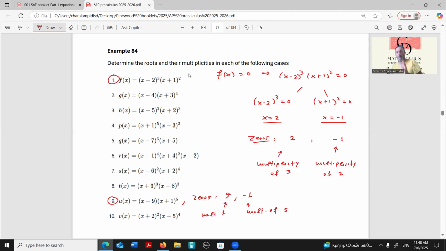And that's all. Remember that the multiplicity of a zero shows the number of times this number appears in the fully factorized form of that polynomial.